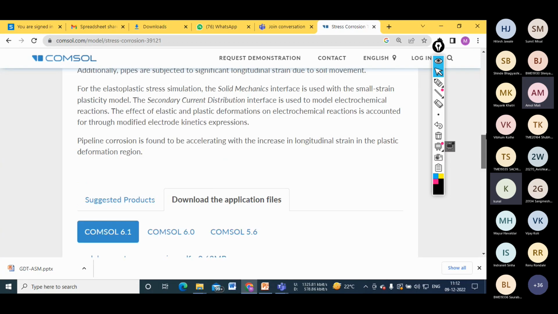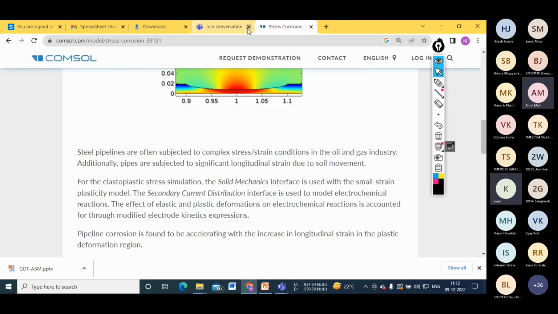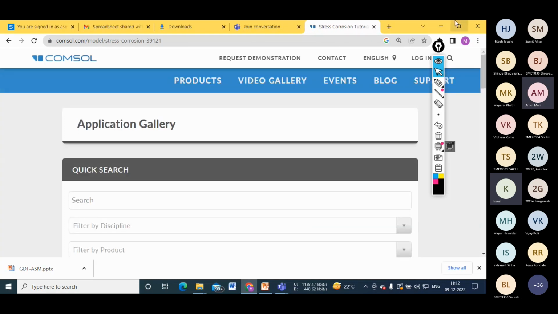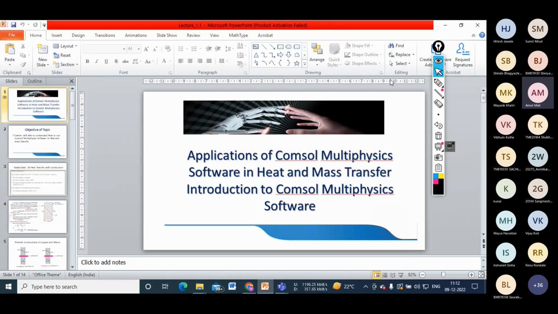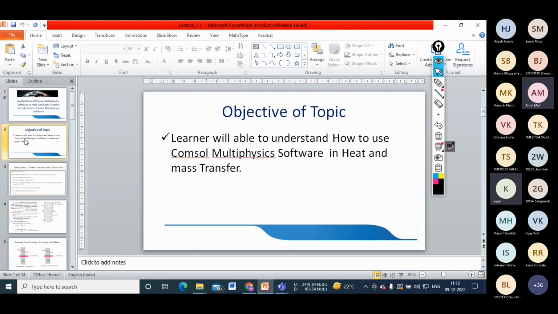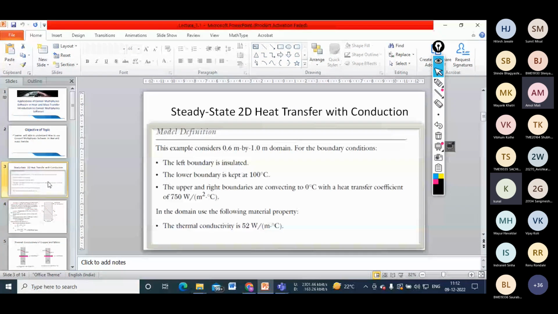Okay, so now next to that we'll start to see the application of the COMSOL Multiphysics software. The objective of today's lecture is that the learner will be able to understand how to use the COMSOL Multiphysics software in heat and mass transfer applications. Now I think you have learned various problems related to conduction, convection and radiation, and you have solved various problems in your class also.